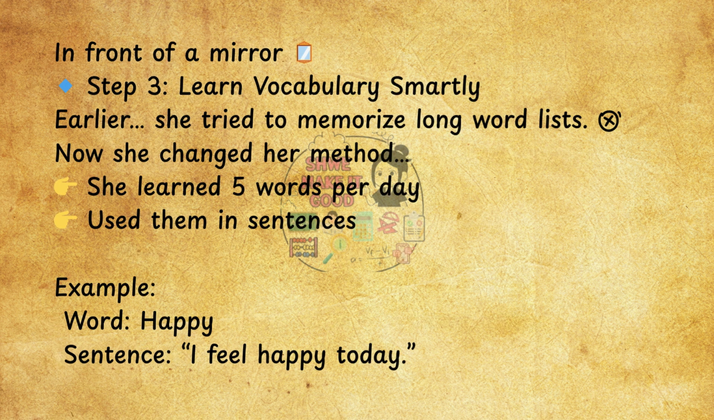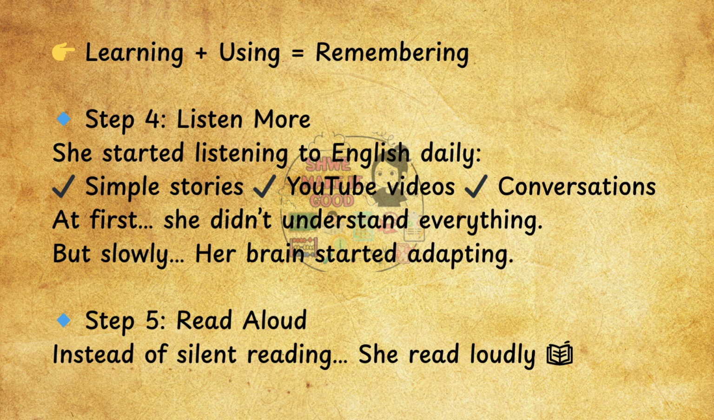Step 3. Learn vocabulary smartly. Earlier, she tried to memorize long word lists. Now she changed her method. She learned 5 words per day, used them in sentences. Example, word, happy. Sentence, I feel happy today. Learning plus using equals remembering.